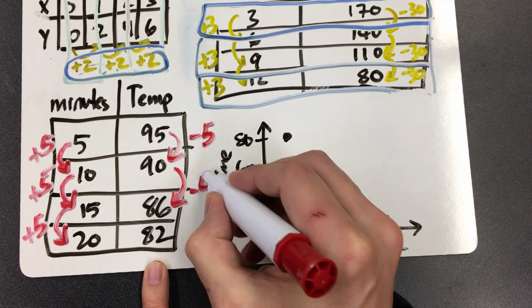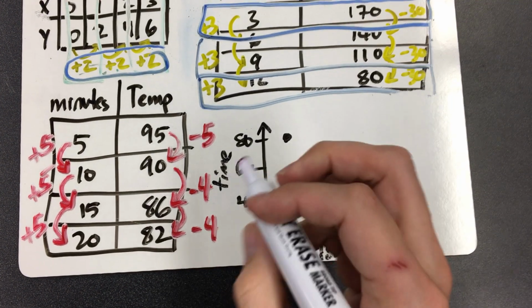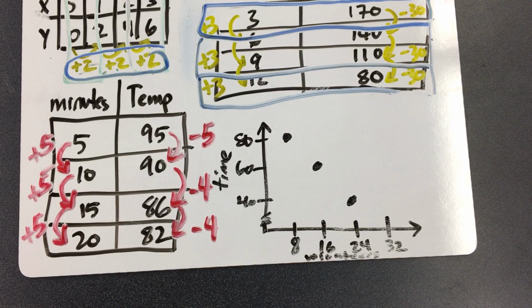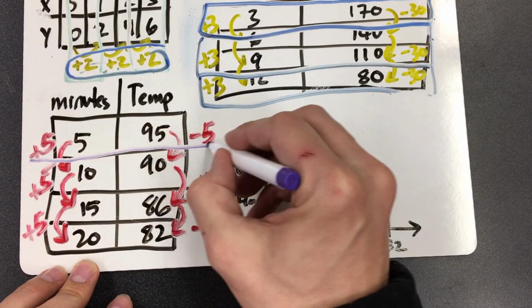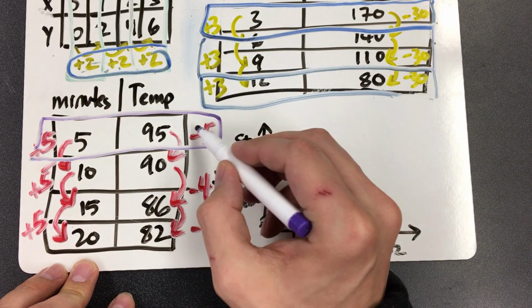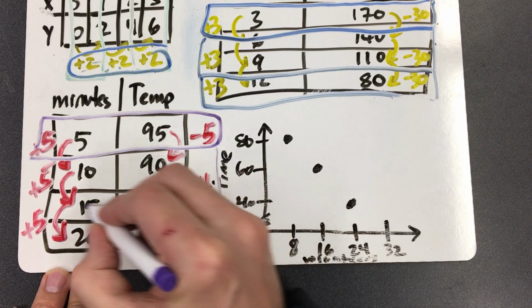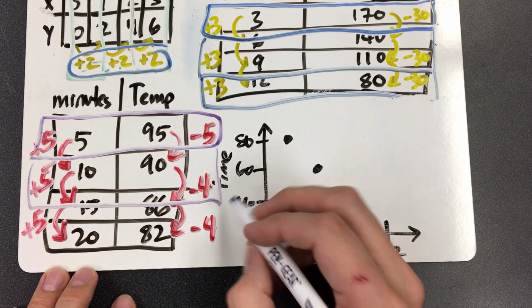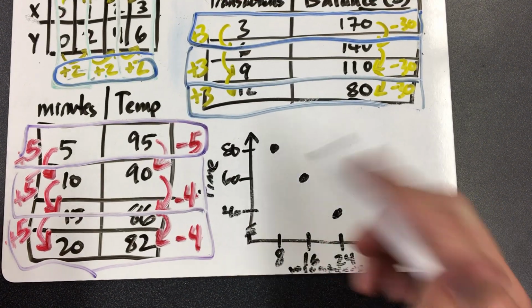Uh-oh, minus 4 degrees. Now I have a problem. Here, minus 4 degrees. Was that consistent? Oh boy, I don't think so, but let me double check. Sometimes it'll confuse you when you just go up and down. You've really got to compare each situation. Look right here. We went down 5 degrees in 5 minutes. And then here, look at this. We went down 4 degrees in 5 minutes. That's a problem. And here we went down 4 degrees in 5 minutes. Was this constant? No, it's not.